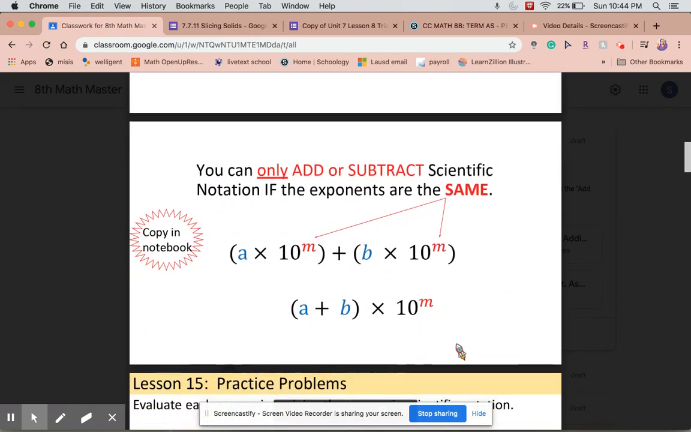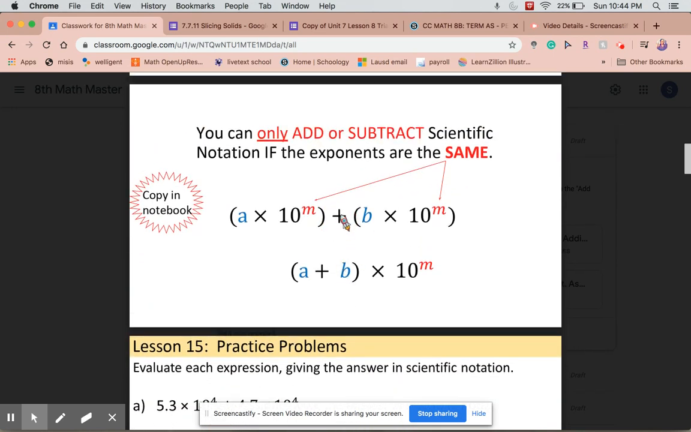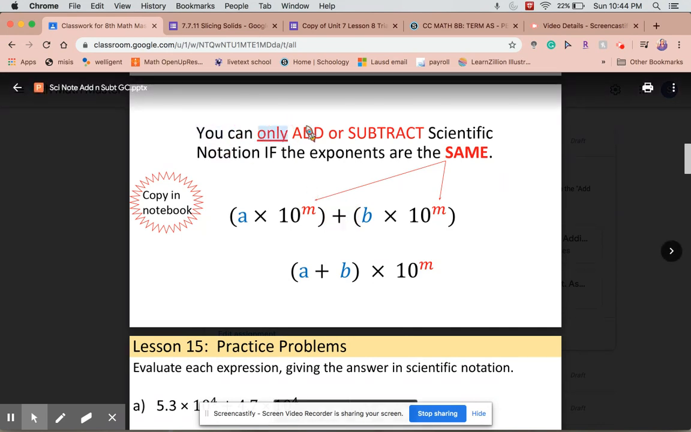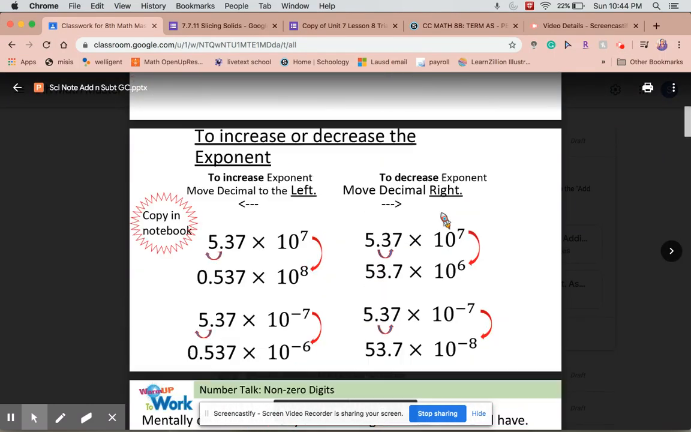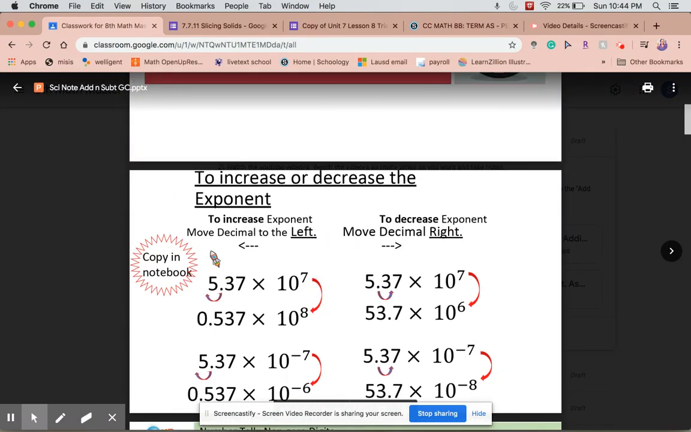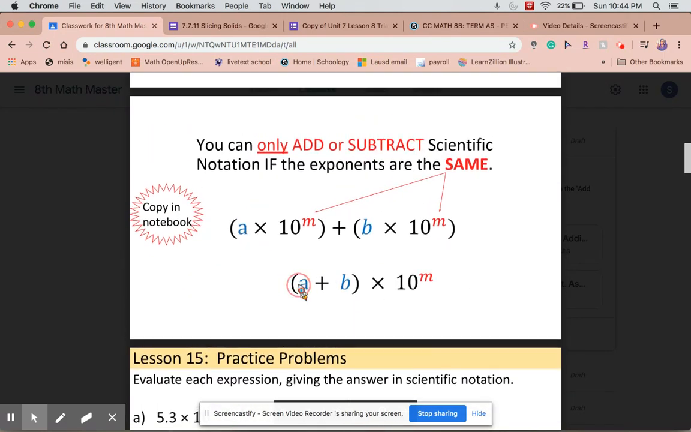And it's really simple. Add this to your notes too. Here's the rule. I want to add or even subtract. You can only add or subtract scientific notation if the exponents are the same. So if they're not the same, then you're going to have to do something like this. That's why it's important to know this. If they are the same, then you can go ahead and do this rule.